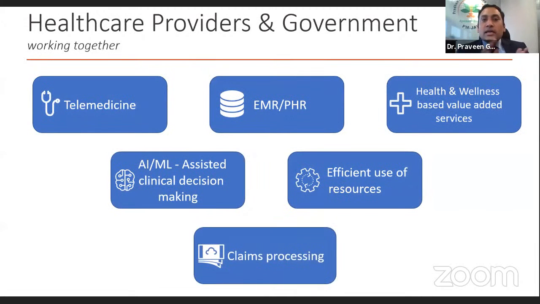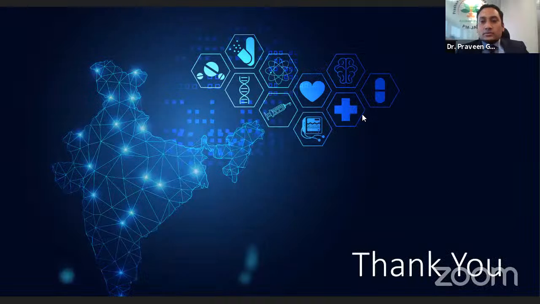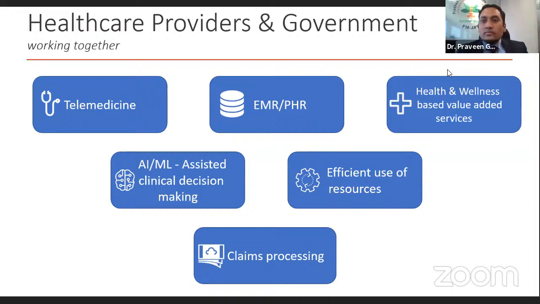These are the advantages which we look forward to. Telemedicine, EMR, PHR, I also discussed with you. Then health and wellness based value added services, AI and ML based clinical decision making. I am sure you must be having a lot of questions, but you can imagine the quantum of health data that will be generated in a country as large as India. Once we bring that level of standardization to this health data, this will be a gold mine for research and evaluation.